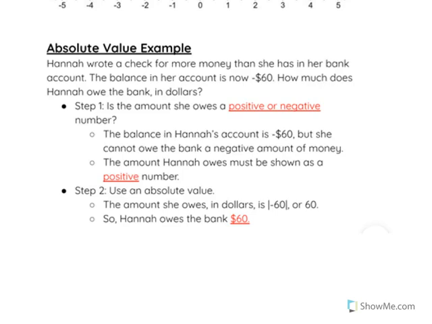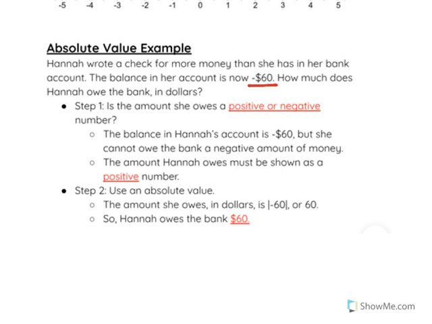All right, so let's look at this example of absolute value. Hannah wrote a check for more money than she has in her bank account. The balance in her account is now negative $60. How much does Hannah owe the bank in dollars? So step 1 for this problem is to see the amount that she owes. So is the amount she owes a positive or negative number? So we see that it is a negative $60, so we know it is a negative number. Okay, but you can't pay back a negative number, right? You have to pay back a positive number. So she would have to pay the bank back a positive $60. So she would have to give them $60.